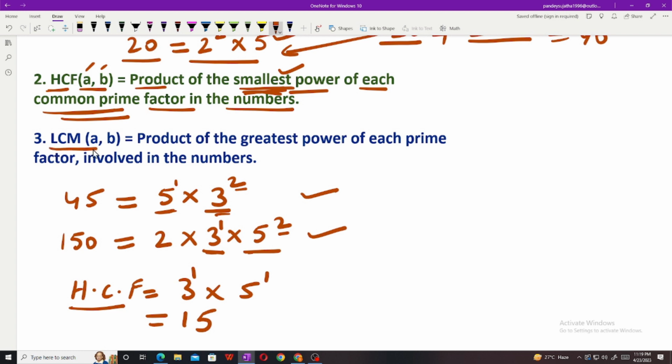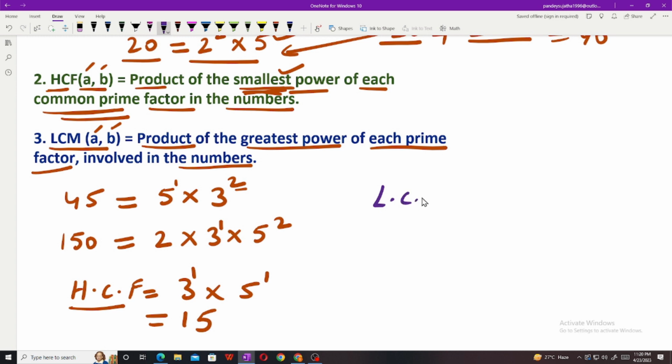Now, to find the LCM of the two numbers, which I have taken as A and B, it is the product of the greatest power of each prime factor involved in the numbers. So if I take the same example here, 45 and 150, to find the LCM, we take all the prime factors which are involved in the numbers.